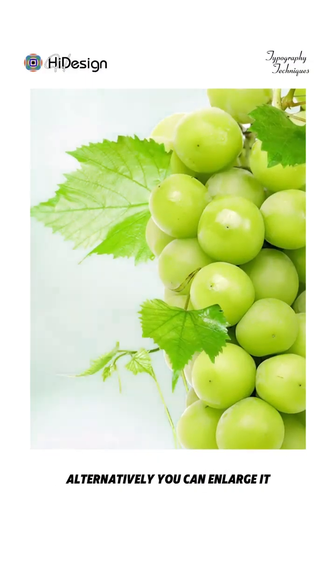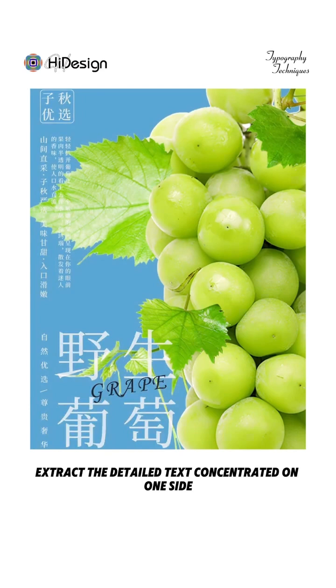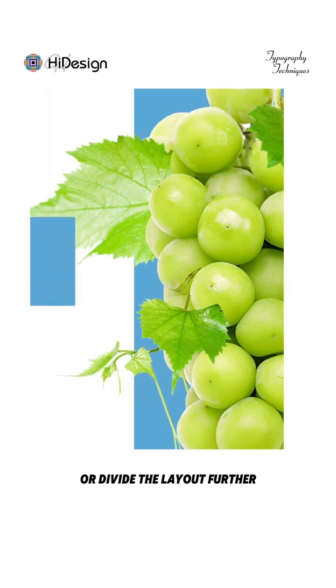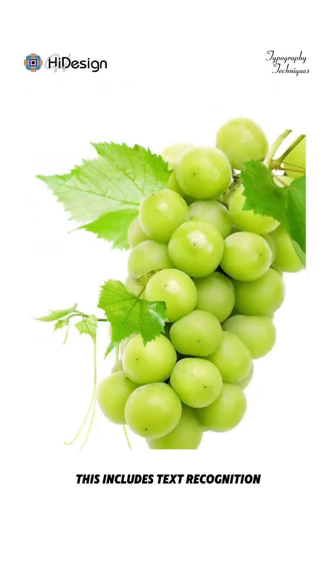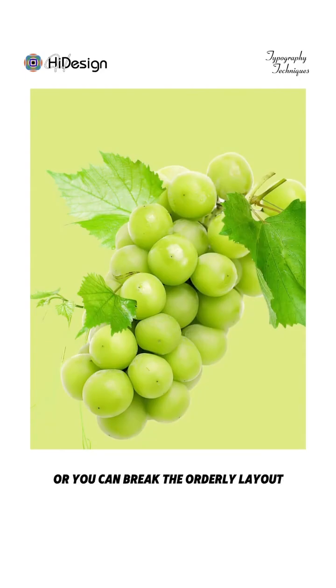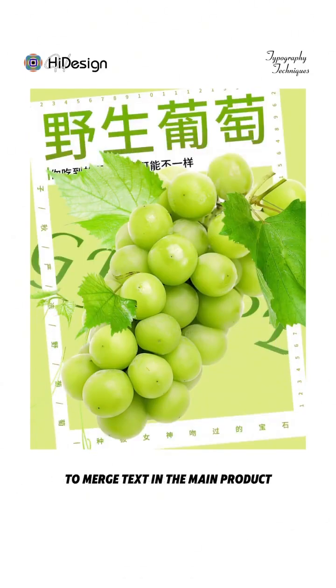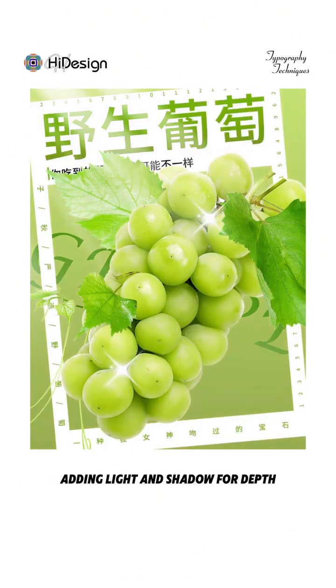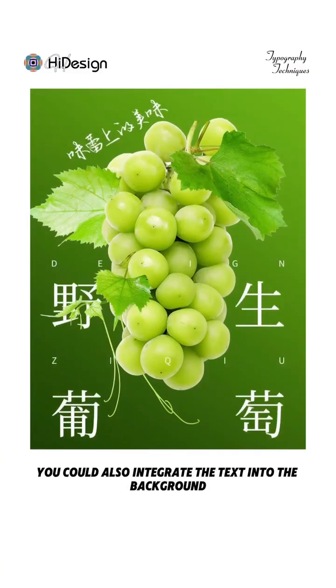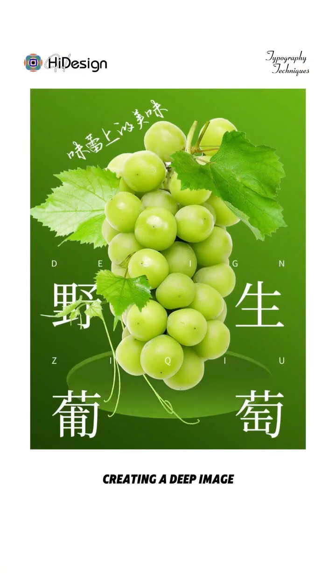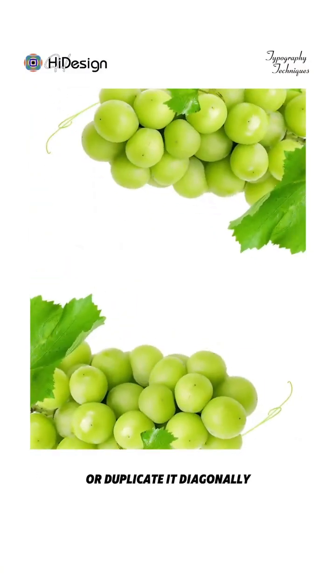Alternatively, you can enlarge it, extract the detailed text, concentrate it on one side, or divide the layout further and incorporate text decorations. This includes text recognition, or you can break the orderly layout using a rectangular box to merge text and the main product, adding light and shadow for depth. You could also integrate the text into the background for a visual narrative, creating a deep image, or duplicate it diagonally for a very refined appearance.